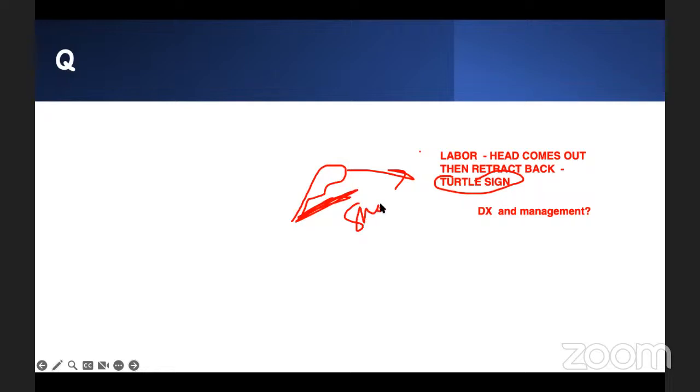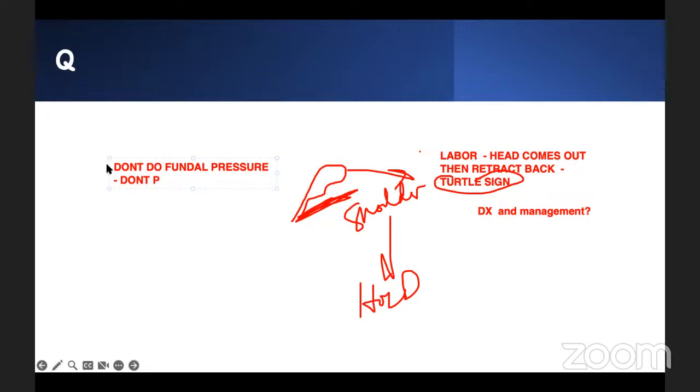So shoulder problem, right? So how will you hold the shoulder in place? You have to hold it in place. Don't tell me left lateral. And the key word is, don't do fundal pressure. You will see that answer choice because everybody picks it. So don't pick this answer choice. And don't forget, every time they ask you this question, it's a case study: head comes out, then it retracts back. It's a turtle sign. Shoulder dystocia.